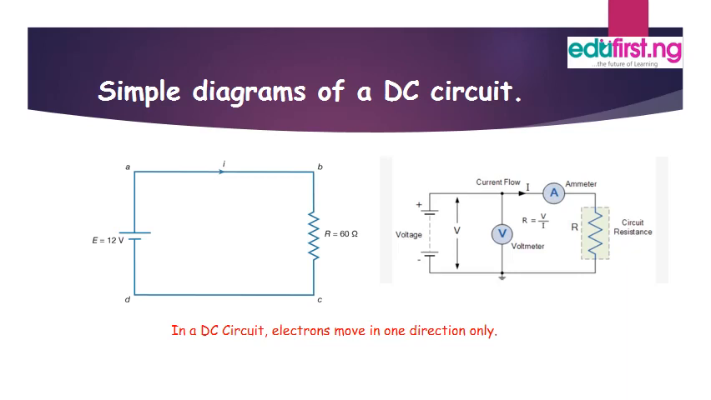There's something very instructive about the DC circuit, which you should take note of. It is that in a DC circuit, electrons move only in one direction.